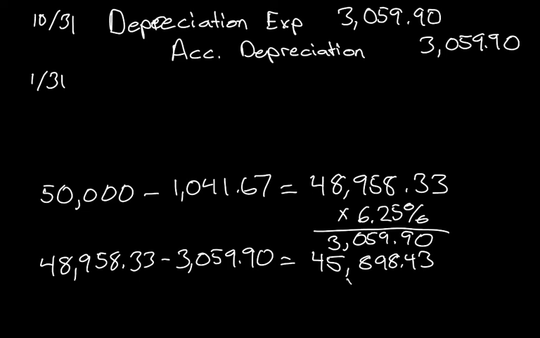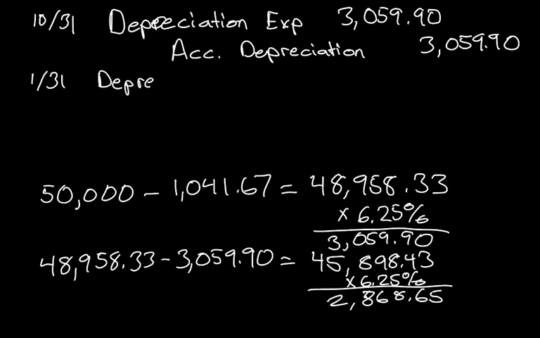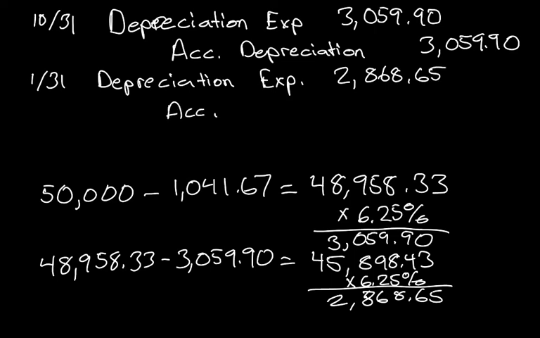And you would take that number and multiply it by 6.25%, and you would get $2,868.65. And this is the amount you would debit depreciation expense for, and credit accumulated depreciation.